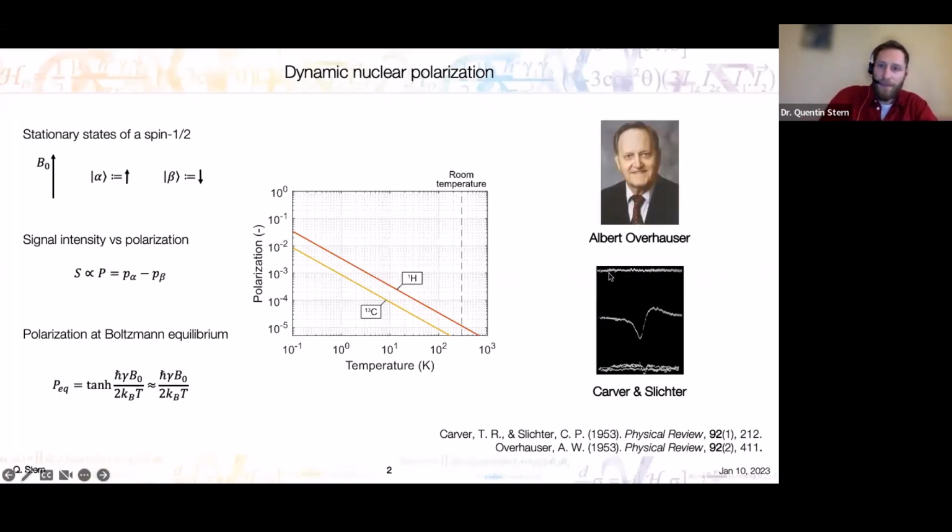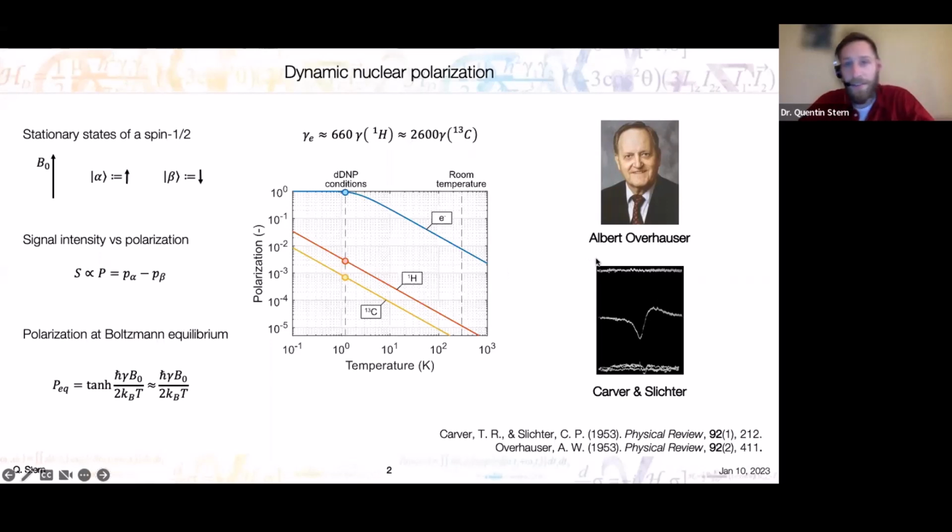But Albert Overhauser had a great idea in '53, which was confirmed the same year by Carver and Slichter, to borrow the polarization from the electron spins. Why the electron spins? Because they have a larger gyromagnetic ratio and hence a larger polarization. And Overhauser's idea was to transfer this polarization using microwave irradiation. And in the conditions that we use in dissolution dNP, we place ourselves in the conditions where the polarization is really near unity, to have ideal polarization after dNP.